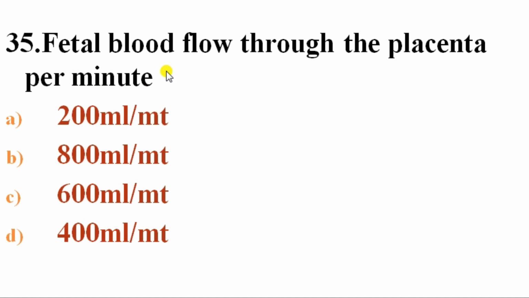Next question. Fetal blood flow through the placenta per minute. Options: A. 200 ml per minute, B. 800 ml per minute, C. 600 ml per minute, D. 400 ml per minute. Answer is D, 400 ml per minute. So the fetal blood flow through the placenta per minute is 400 ml per minute. That is, the fetal-placental blood flow is about 400 ml per minute.